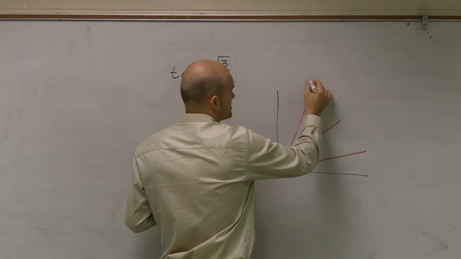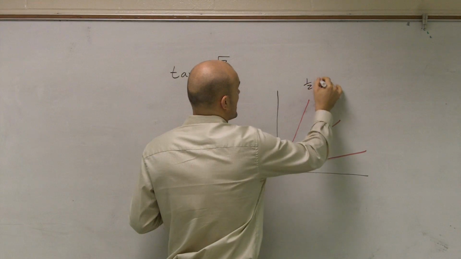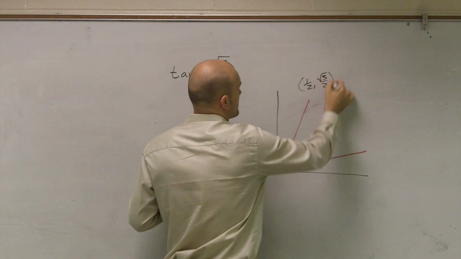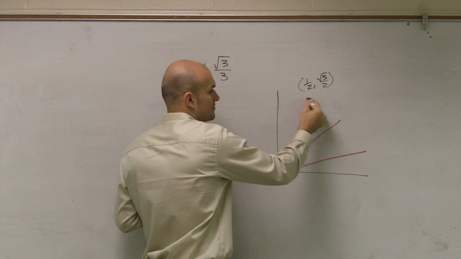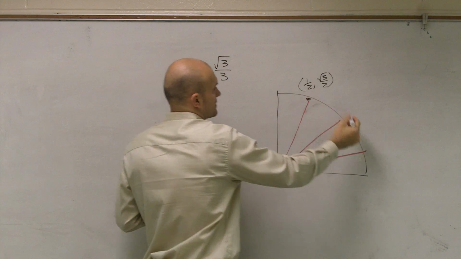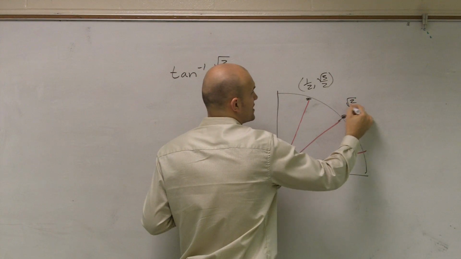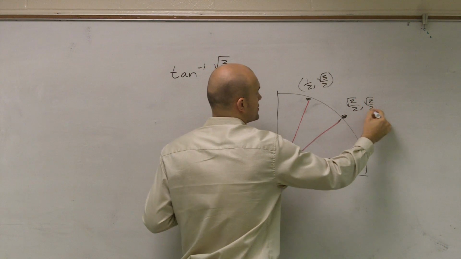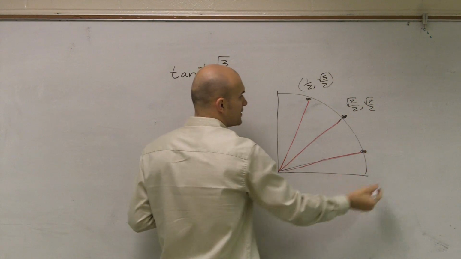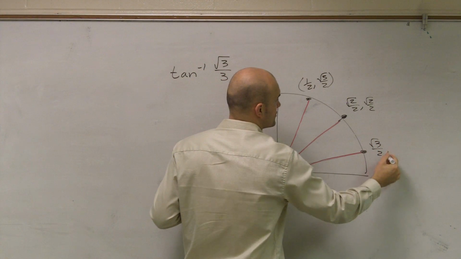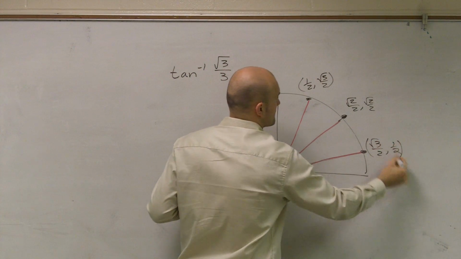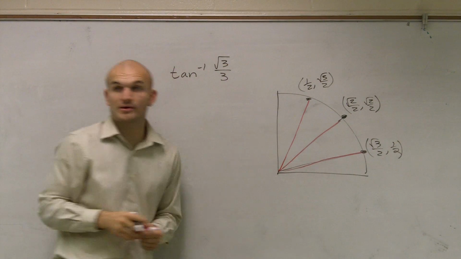We have this point is going to be 1/2, radical 3/2. This is 60 degrees, right? Okay, then we have at 45 degrees, we have square root of 2/2, comma square root of 2/2. And then at 30 degrees, we have radical 3/2, comma 1/2. Does everybody follow me right there?